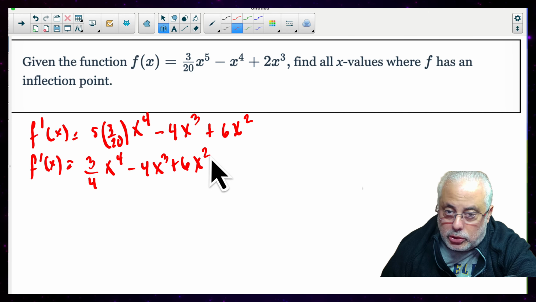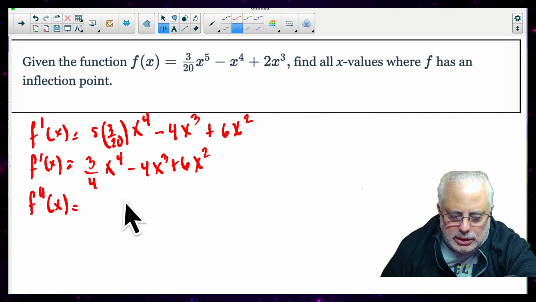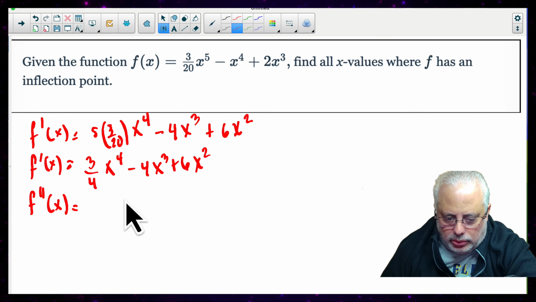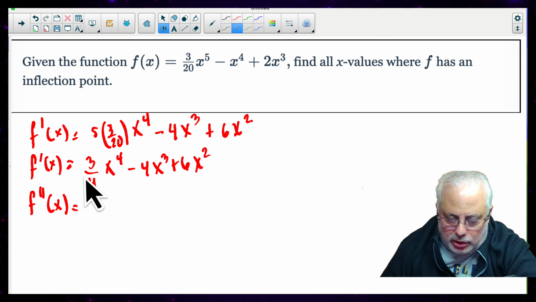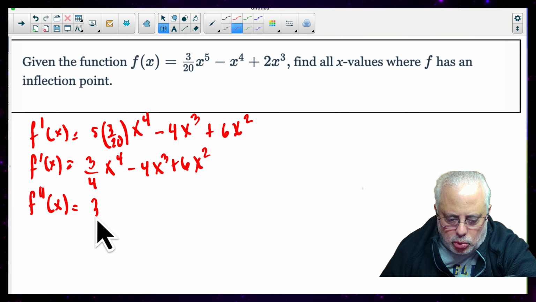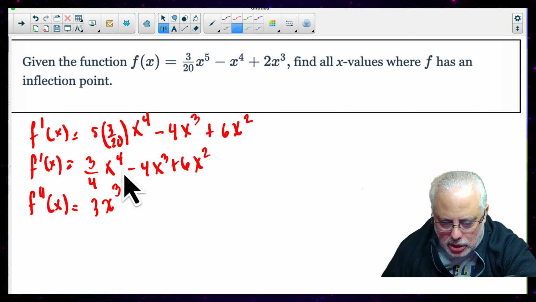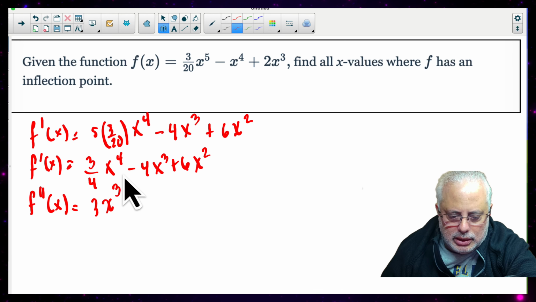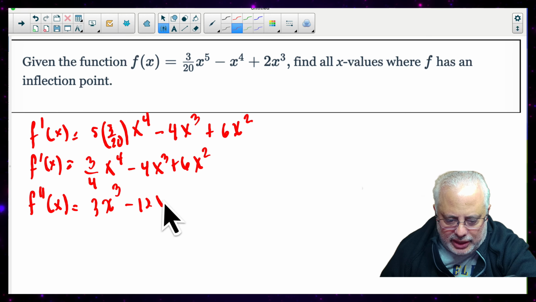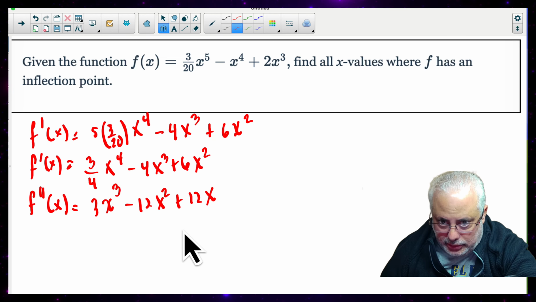And now let's proceed to find the second derivative of the function. We use exactly the same power rule. We move the 4 in front, multiplying, and the 4s cancel each other out. So we're going to have 3x to the third power, because remember in the power rule, we subtract 1 from the exponent. Right here we have negative 12x squared, and right here we have 12x. This is the second derivative.